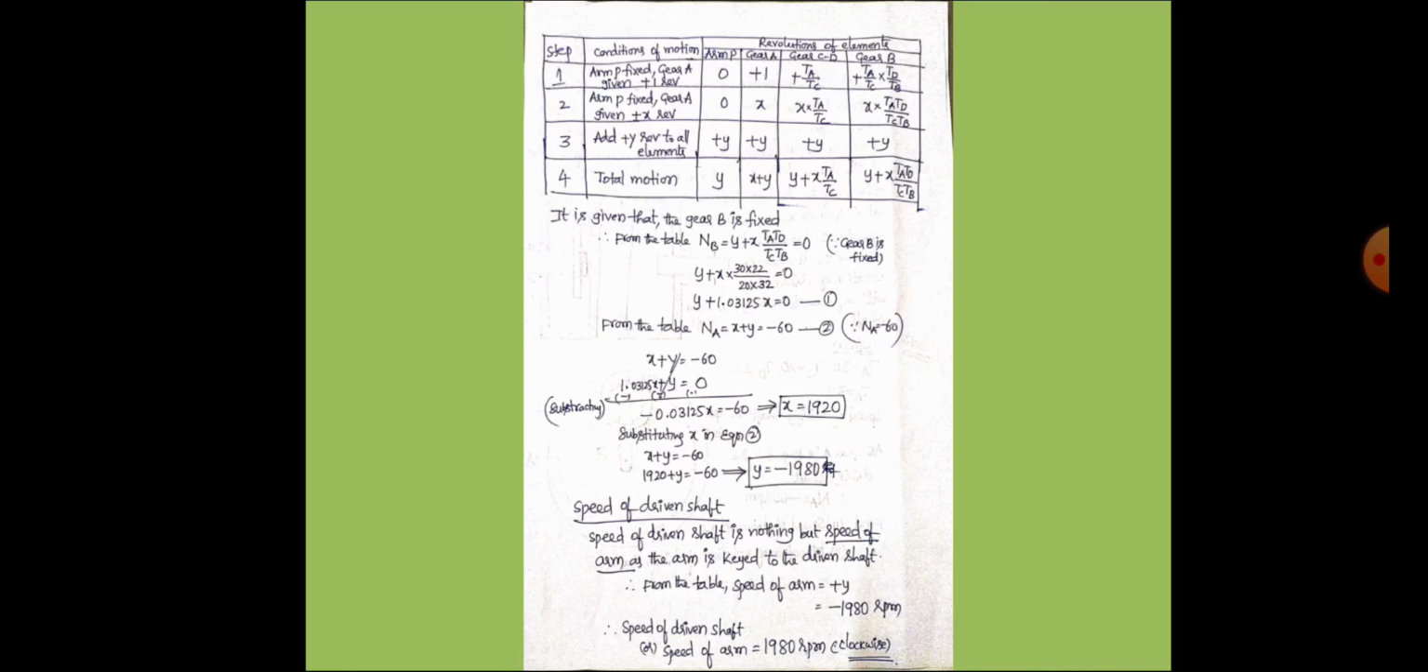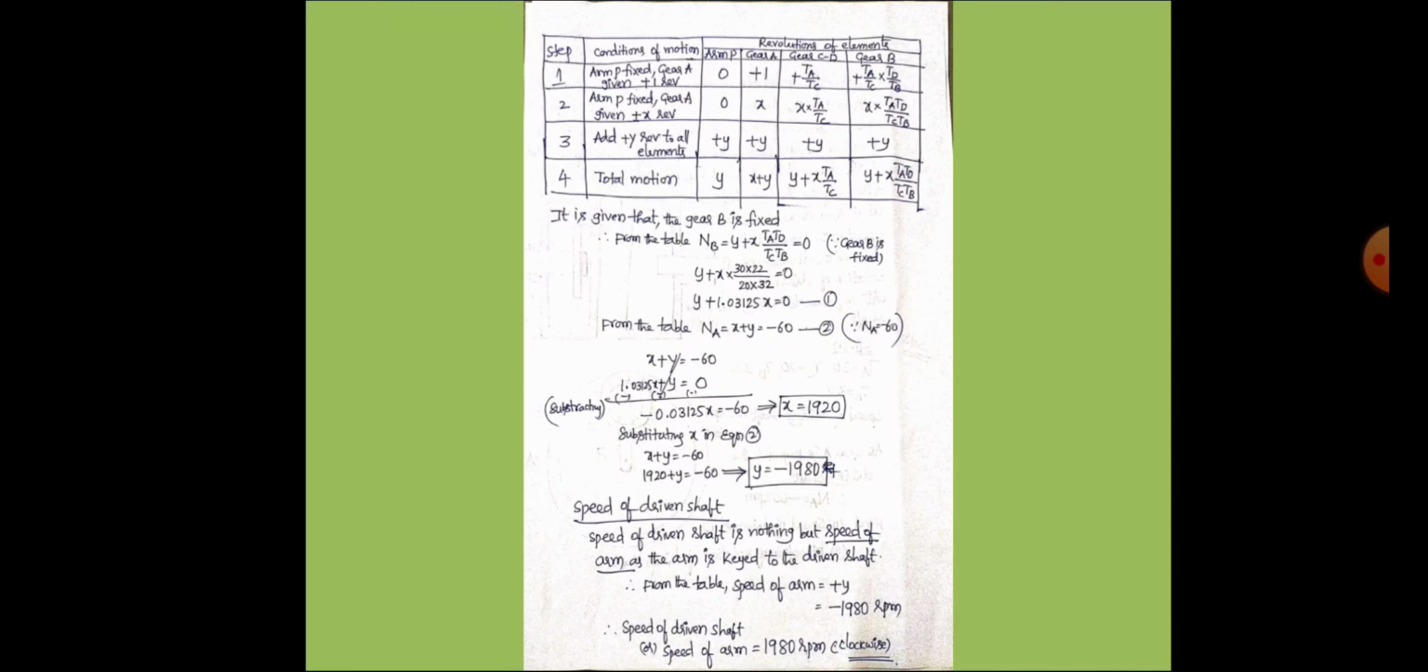Then x plus y is equal to minus 60. Just now I got the x value, that is 1920 plus y is equal to minus 60. Thereby y value will be minus 1980. Like that, with the given conditions, gear B is fixed. I am going to get one equation, gear A is equal to minus 60. With that, one more equation. Solve these two equations and find out, first of all, the values of x and y.